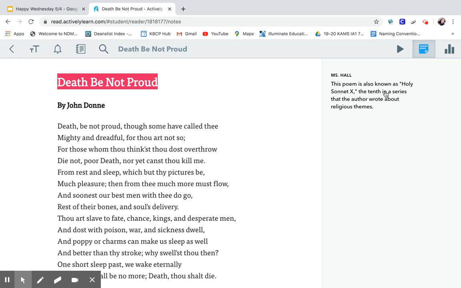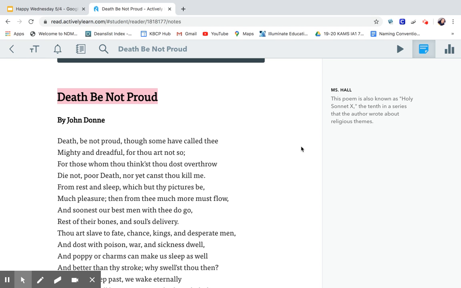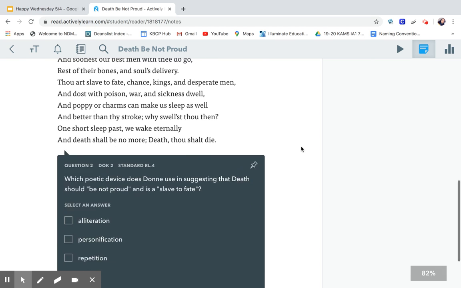All right, so on the side of your article, you will have notes from me. It's just saying that the poem is also known as Holy Sonnet X, the 10th in the series that the author wrote about a religious theme. Okay, so that's just a little background knowledge. So let's go ahead and jump into it. We're going to read this and then we're going to answer the question.